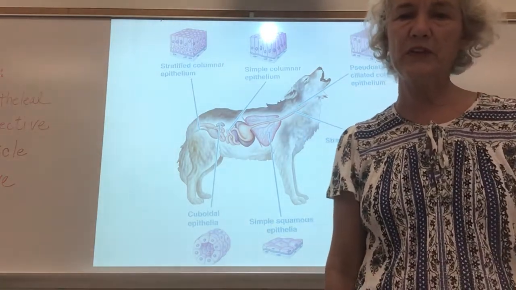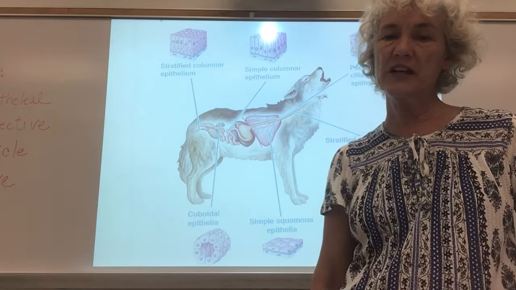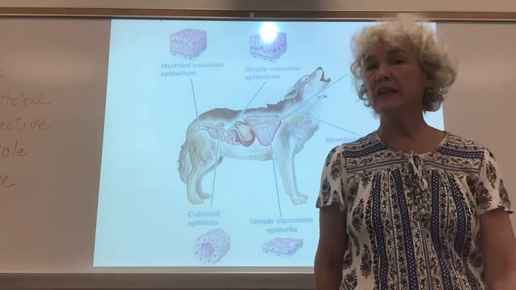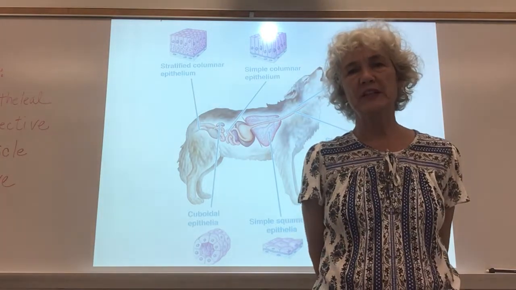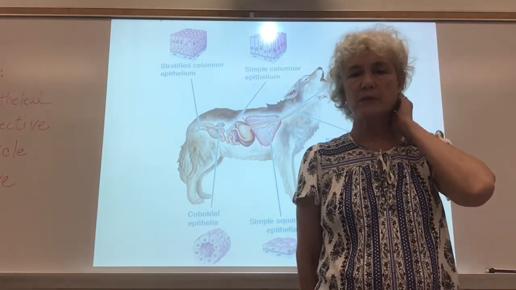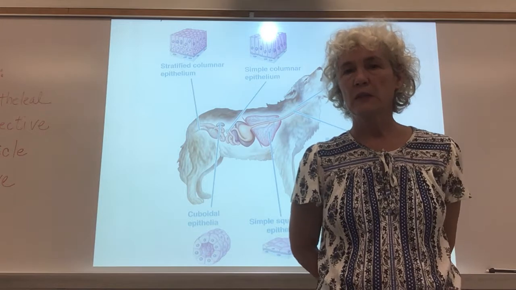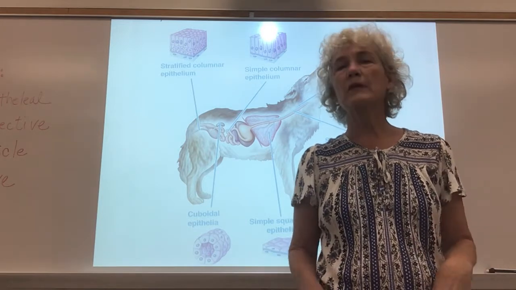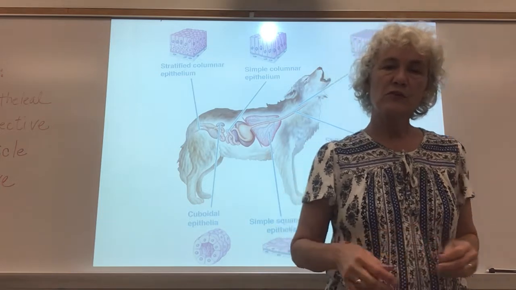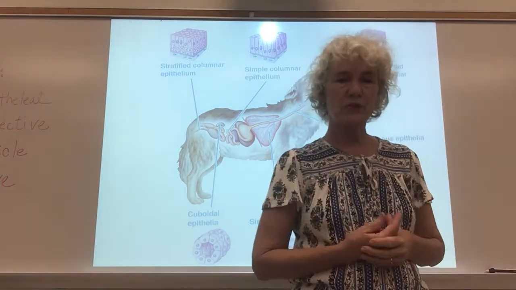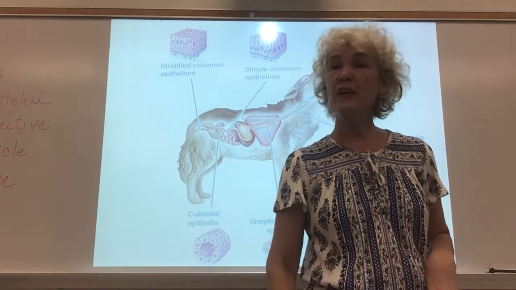All right, so epithelials are protective. Also, most glands are epithelial cells that are modified. For example, a mammary gland is made of epithelial cells that are modified for milk production. And your salivary glands are also those. Okay, so next is connective.